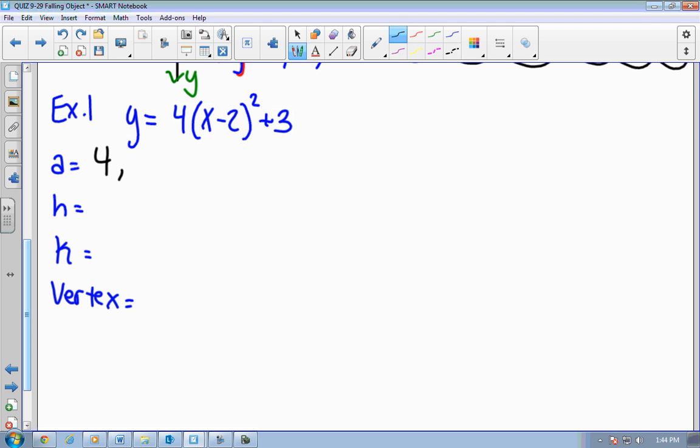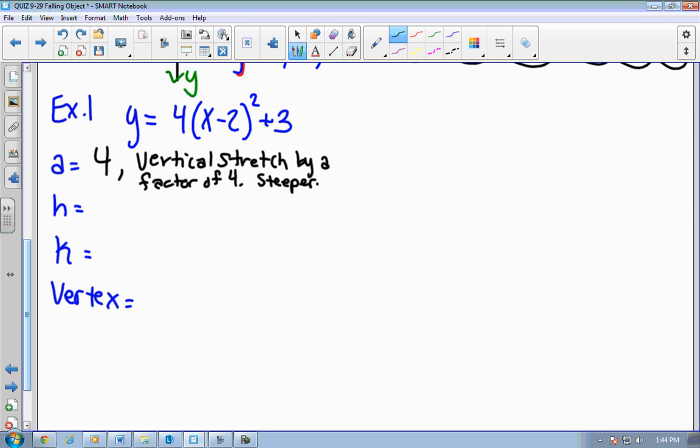Is 4 between 0 and 1, or is it greater than 1? Greater than 1, so on your key, look. What is it? Good, vertical stretch. And we can actually add to that. It's a factor of 4, because we're going to be multiplying them by 4. Vertical stretch, let's add in by a factor of 4, which means it's getting steeper. 4 times steeper. Steeper quicker.